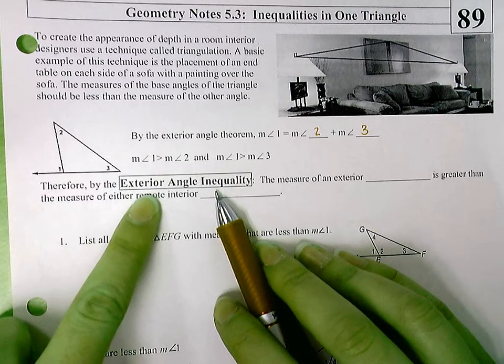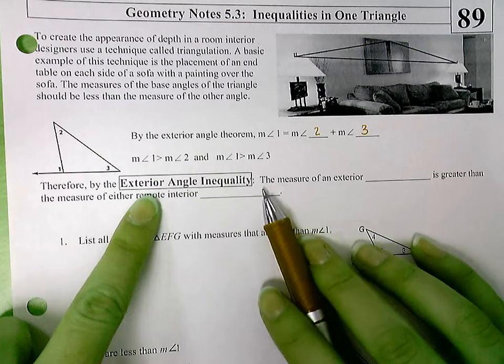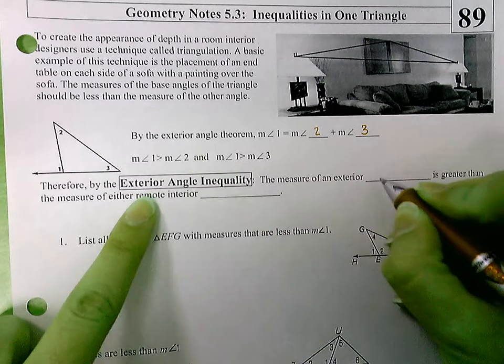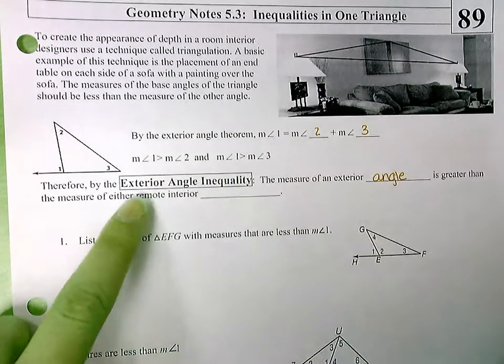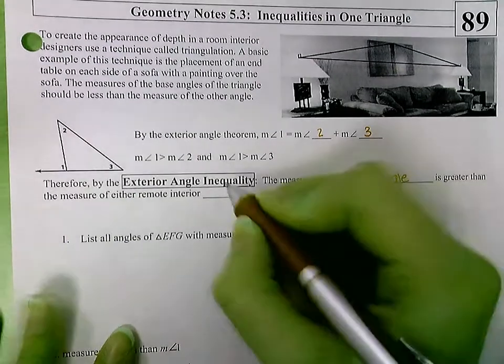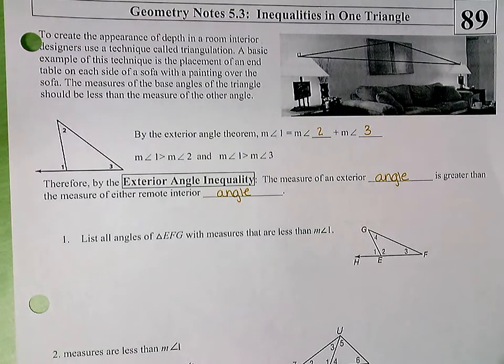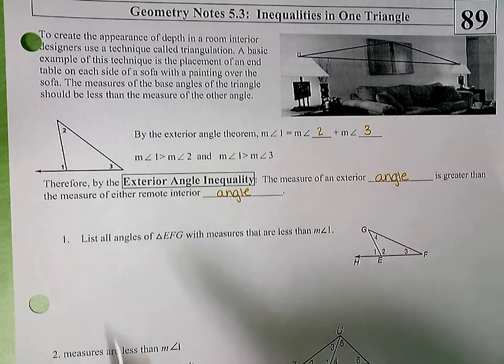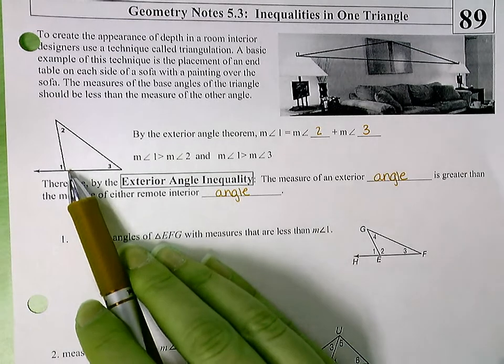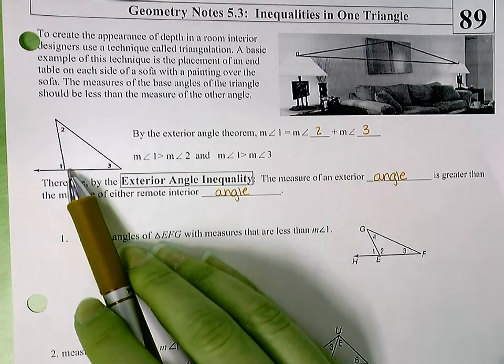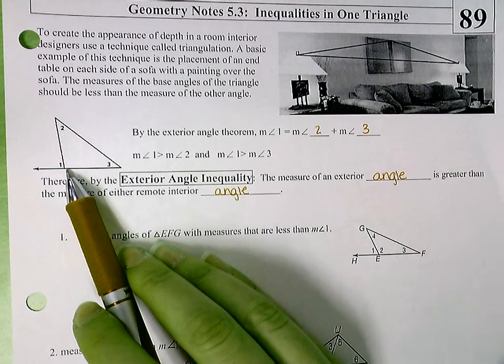Okay? Inequalities have these less than or greater than symbols in them. So what that says is the measure of an exterior angle is greater than the measure of either remote interior angle. Okay, so your exterior has to be greater than the remote interior. It's not talking about the angle that is right next to it. Even though it may look smaller, or greater, we're not talking about the angles next to it.